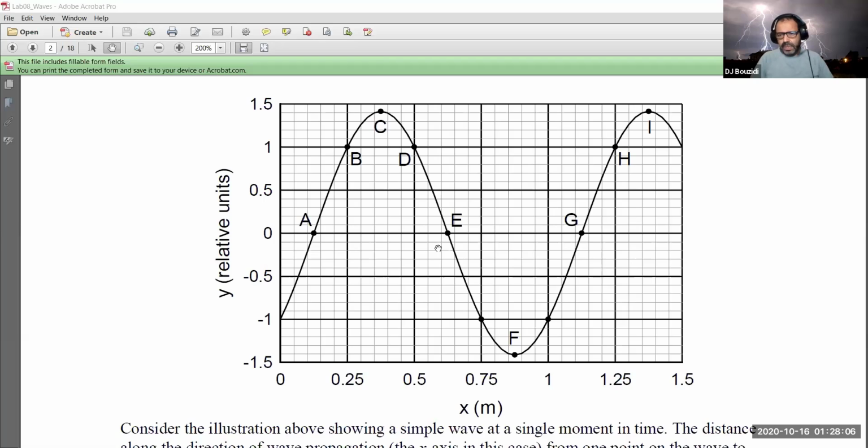So that's basically the distance. That's why the unit is not stated here. So the correct answer is 1.4, whatever units you're talking about, because this is a generic wave. This is not a specific kind.